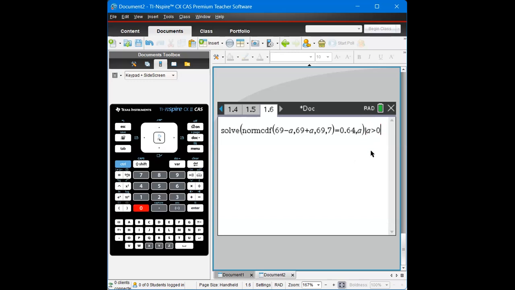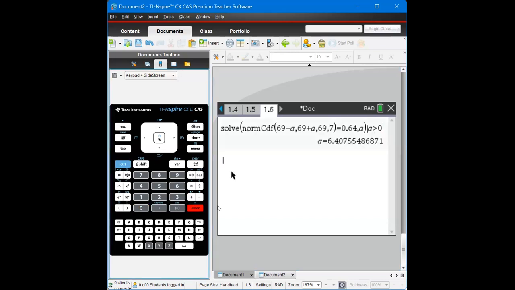Remember, A has to be a positive value in the scenario. So we put an extra domain restriction given A is greater than 0. Otherwise, CAS won't be able to solve it. So we can actually get 6.40755. You can see there is a slight truncation error, but based on the required level of accuracy, I think it should be fine. 6.408. Yep, our answers matched. Okay, let's have a look at the next few parts.